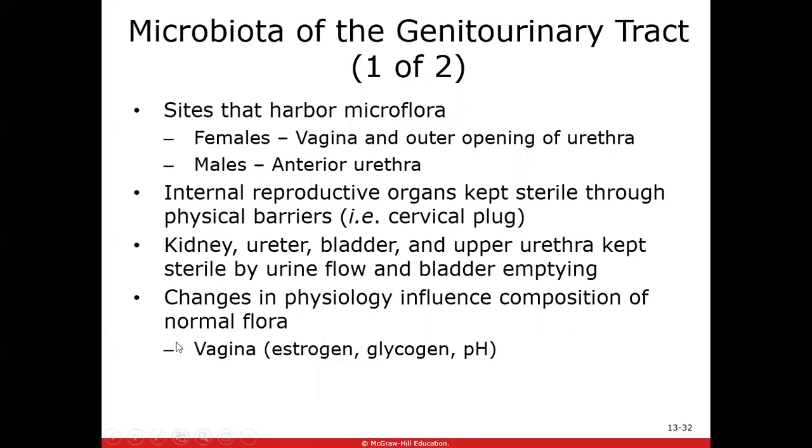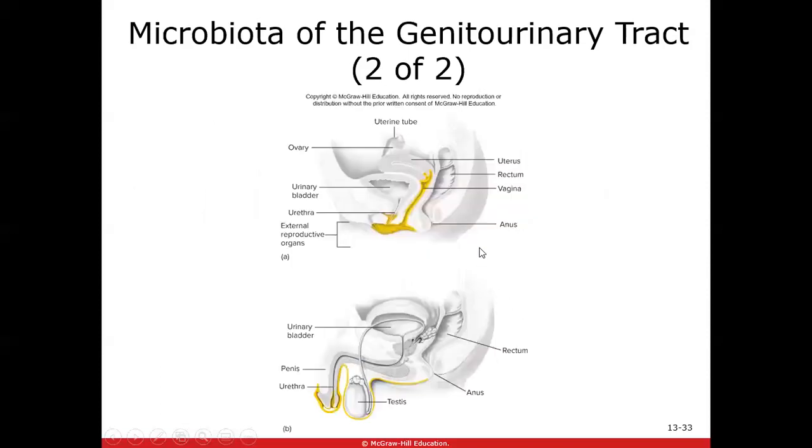For example, in the vagina, the estrogen, the glycogen, and the pH of the vagina control how many and how much of the microbiota are thriving. So here's the female. This is the urethra, and here's the urinary bladder. As you void, it clears any microorganisms that can get up a little bit further. But for the most part, at the outer opening of the urethra, you can have microorganisms.